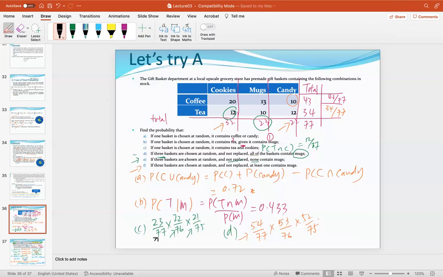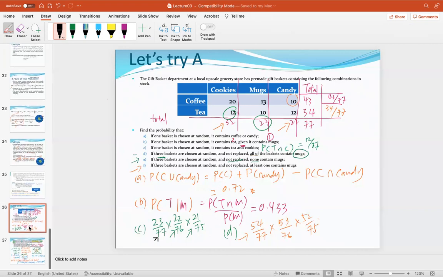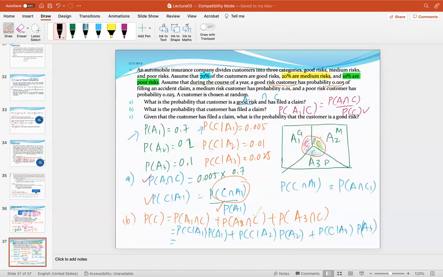E, if 3 baskets are chosen at random and not replaced, none contain mug. So what is the probability? None contain mug is 77 minus 23, which is 54. The first one is 54 over 77 times 53 over 76 times 52 over 75. F, if 3 baskets are chosen at random and not replaced, at least 1 mug. So E is none, so 1 minus that gives the ones that have at least 1 mug, correct? So you know the answer of F. That's all. It's quite simple, isn't it?